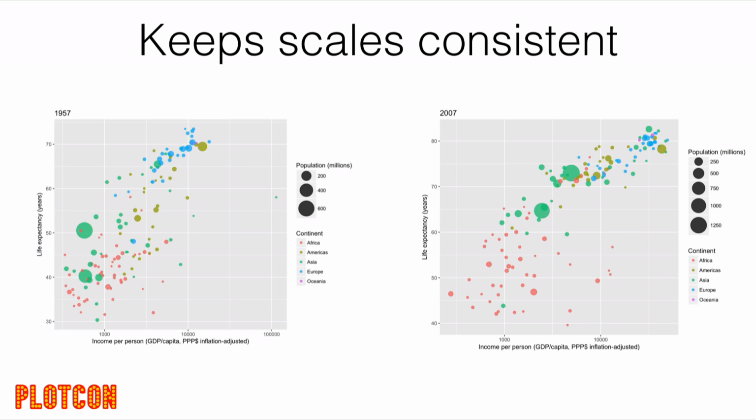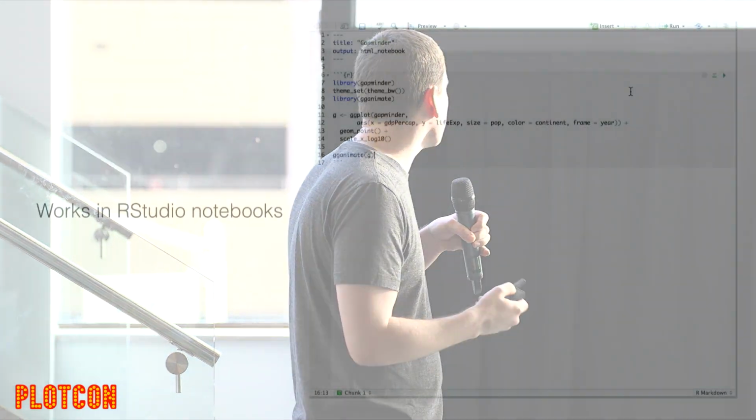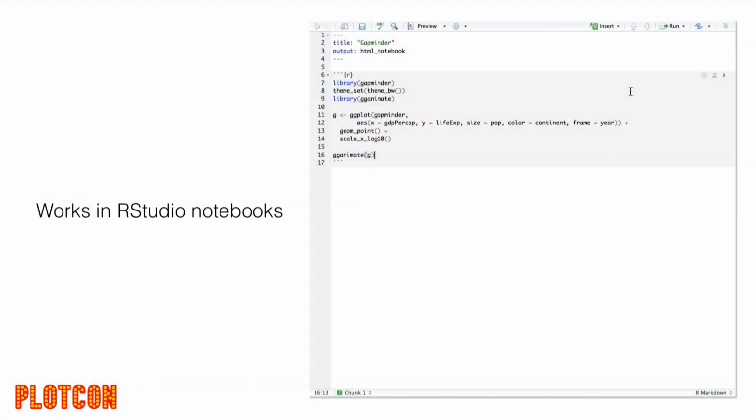So you would have had to create an animation, you would have had to decide those scales in advance for your data. And that's what gganimate automates for you, creating a scale on the full data and then playing it through. So that's one way that it makes it a lot easier. Another is that it's really set up to work with some modern tools in RStudio and the R ecosystem, such as working with RStudio notebooks.